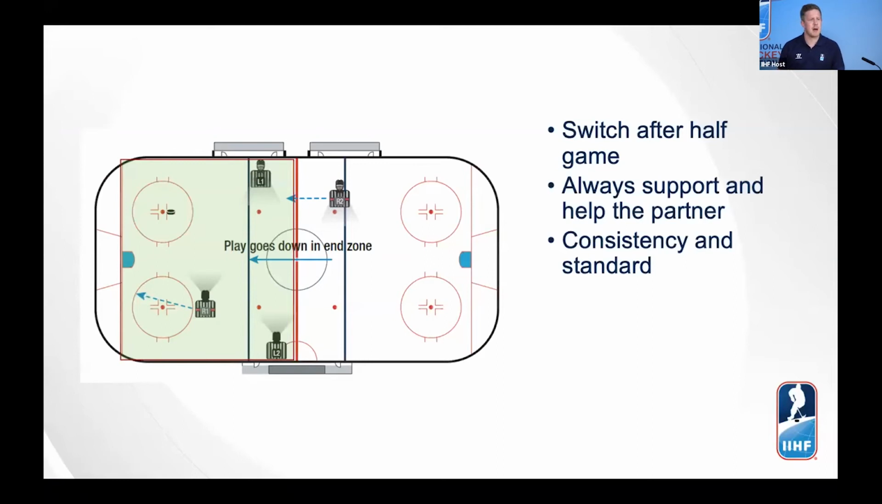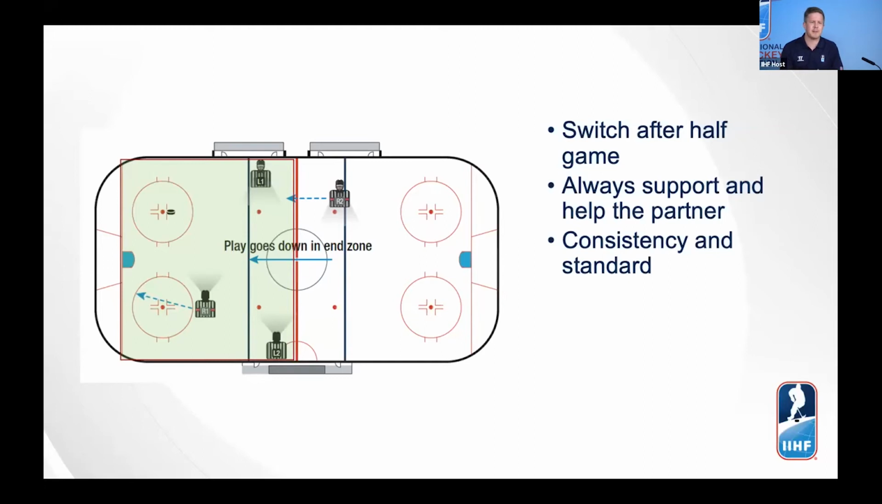So if you use this example that you see right here, when the play goes down in the end zone, L1 is working the blue line where he or she has designated for that time period in the game, which means that L1 will be mainly L1 in that end zone for the half of the game. This doesn't mean that L1 should take all the positions, making all the calls without any support from L2. This is a cooperation on the blue line still, but L1 is mainly in charge of making the calls on the blue line.